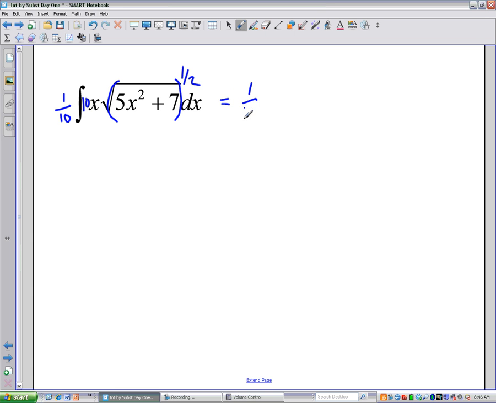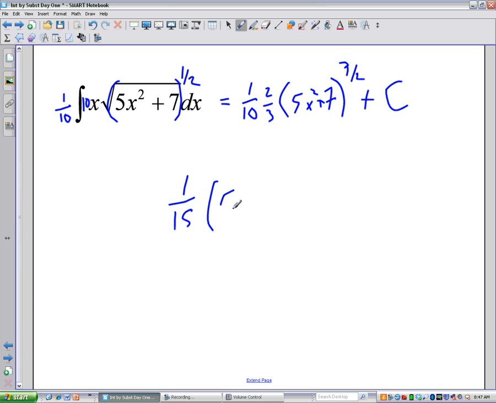The 1/10 is coming along for the ride. I do my exponenty trick. 5x squared plus 7 to the 3/2 power over 3/2. Okay, instead of dividing by 3/2, I'm going to multiply by 2/3. Not going to forget the plus c, and then I'm just going to make it look nice. So this is going to be probably 1/15 of 5x squared plus 7 to the 3/2 power plus c.